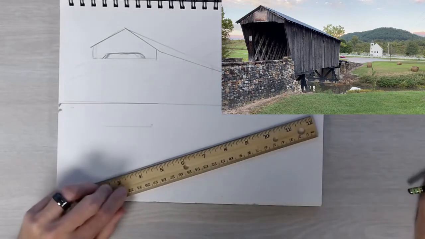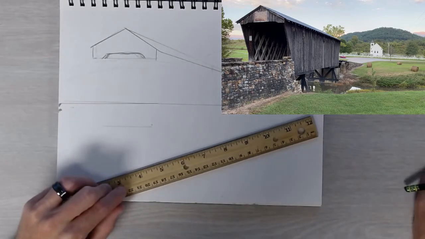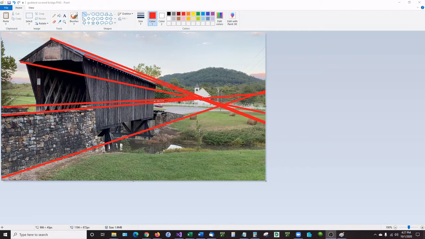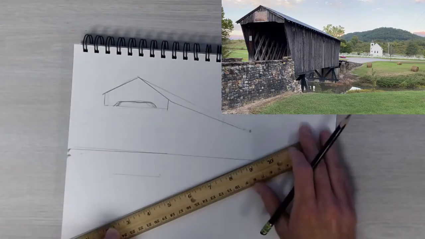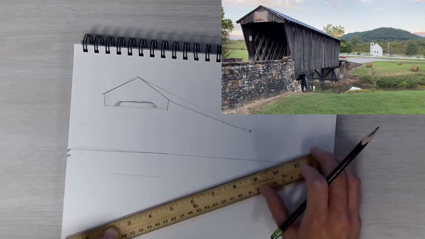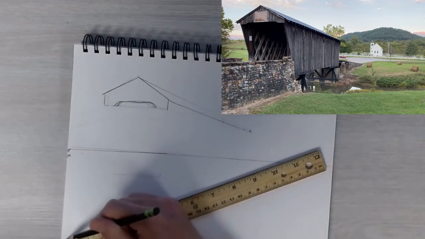Now, if we look back at our picture where we drew the lines, let me bring that back up. You'll notice that the line for the bottom of the bridge actually goes underneath of the church. And that's because this is on a slant. It is not a perfectly straight up and down hill. It is on a hill. So we're going to try to make that go right underneath the bridge, just like in the picture. So here's our vanishing point. I'm going to try to make it go kind of like, let's say right about there.